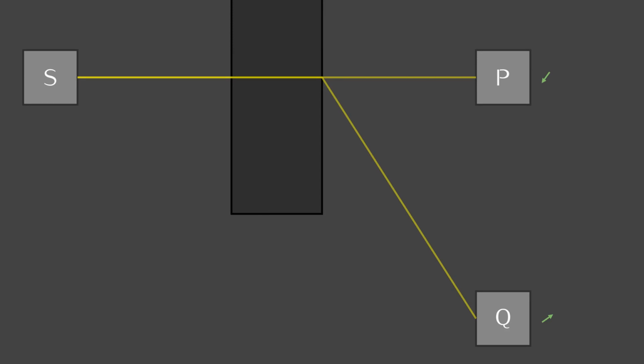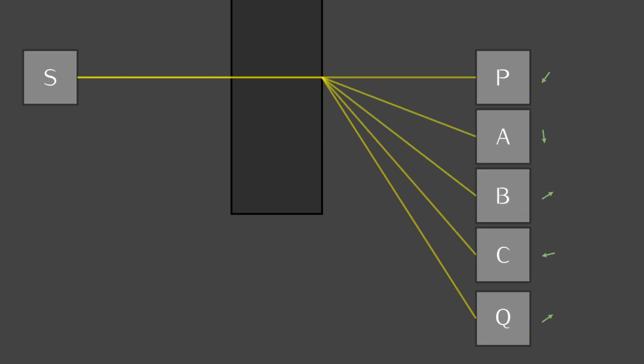Recall that the probability is the final arrow squared, so the probabilities of going to Q and P are the same. Furthermore, if we put detectors at A, B, and C, then the probability of going to any one of these detectors is the same. You see, when we squeeze light too much, it gets mad and does not cooperate with us.